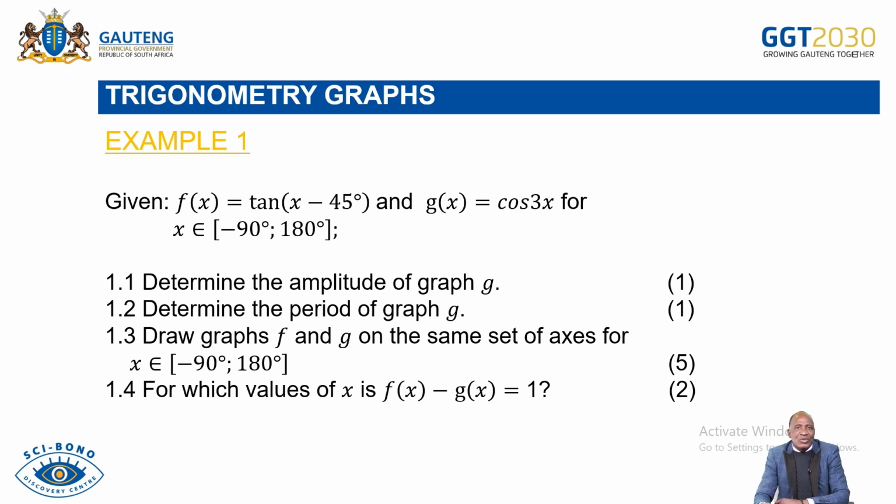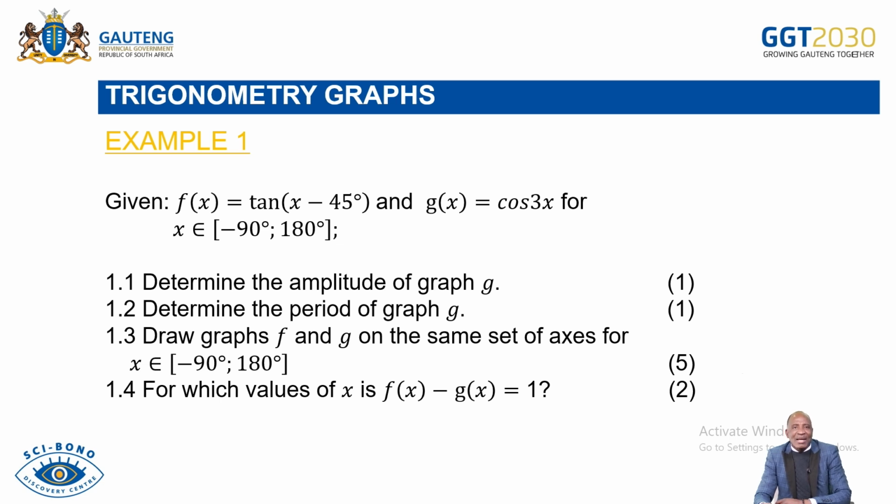So we want to have a look at the first question, where we have f of x equals tan of x minus 45 degrees, and g of x equals cos of 3x for x an element of negative 90 degrees to positive 180 degrees, which is a closed interval. After having done that, we are going to determine the amplitude of our graph g, which can still be determined even without drawing the graph.